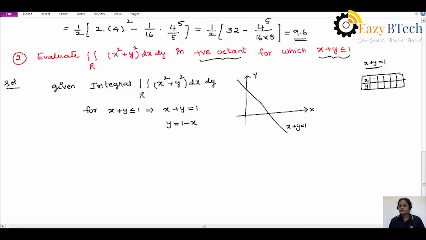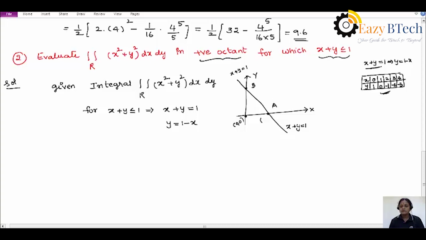Okay, if x plus y is 1, then y is 1 minus x. If x is 0, y is 1. If x is 1, y is 0. If x is 2, y is minus 1. If x is 3, y is minus 2. If x is 4, y is minus 3. Then you may plot these points, and you will get the diagram like this: x plus y is equal to 1. Okay, and this is the origin, this is point A, and this one is point B.